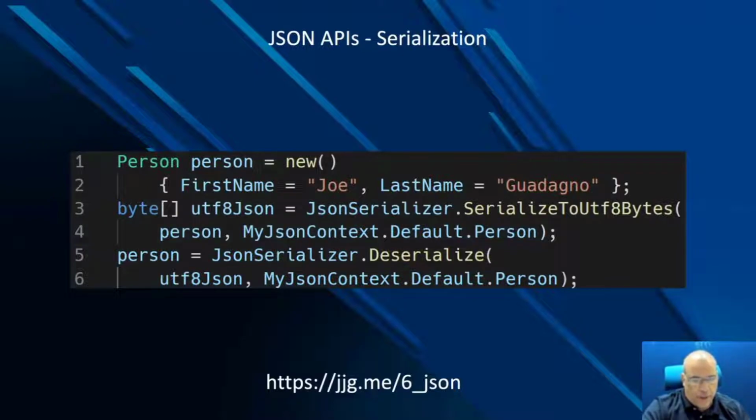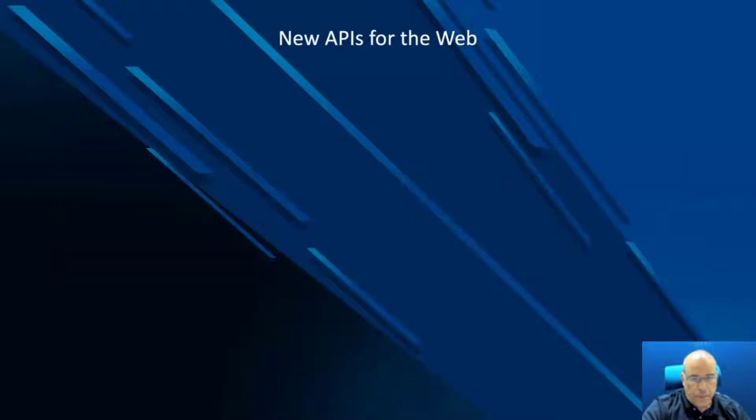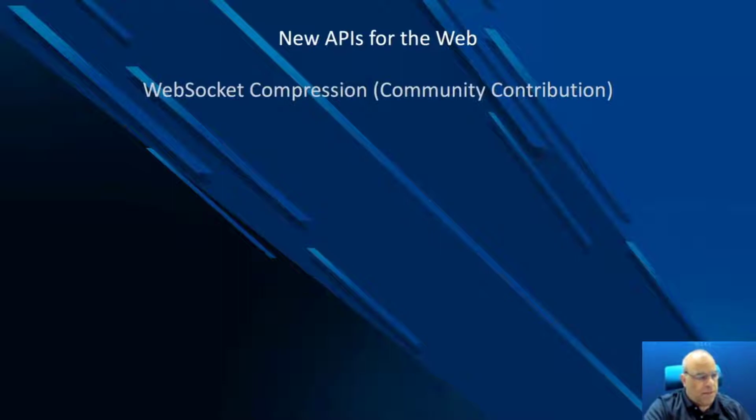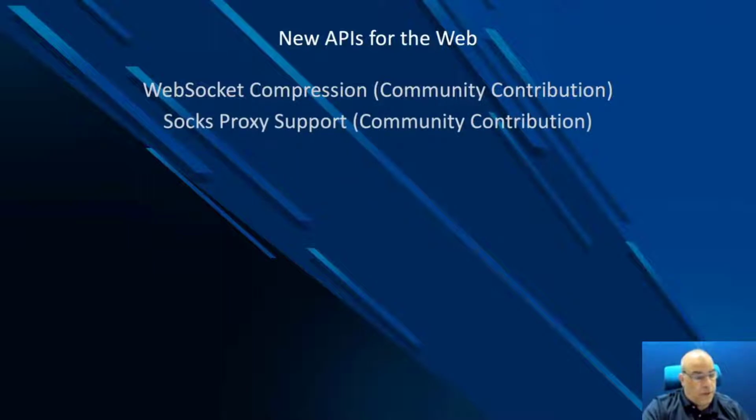There's better memory performance, better serialization throughput, reduced amount of memory. It's just a far better way of doing it. I've already started in a lot of my personal projects updating the serialization altogether. I've added a couple new APIs for the WebSocket compression, which is also a community contribution. One of the awesome benefits of having .NET be open source is that the community has now got involved with doing it. Another community contribution was the SOCKS proxy support.